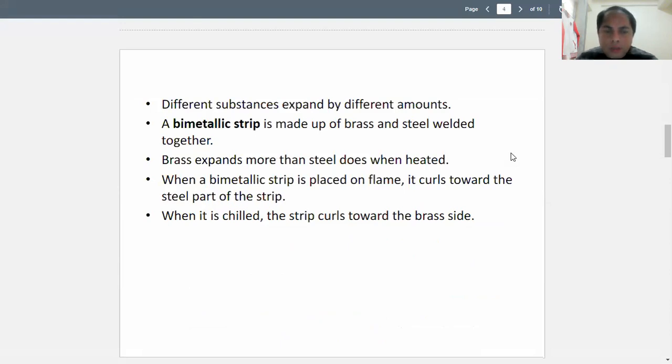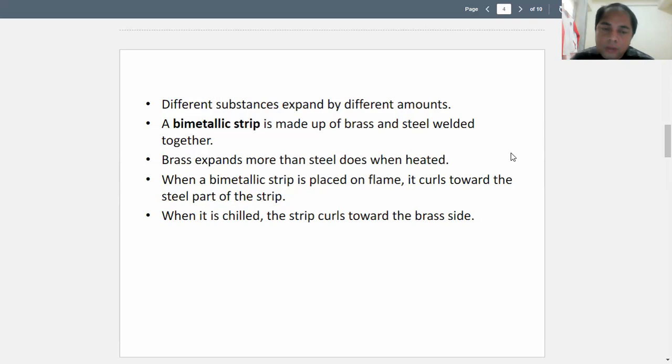Now, different materials expand by different amounts. Different metals expand at different rates. So if you have a copper and an aluminum and you heat them up side by side, you'll notice that one of them will become longer than the other. The other material will probably expand less. Now, we observe that in a bimetallic strip.